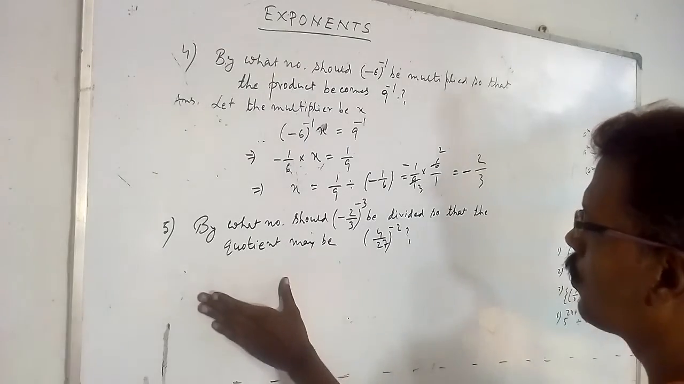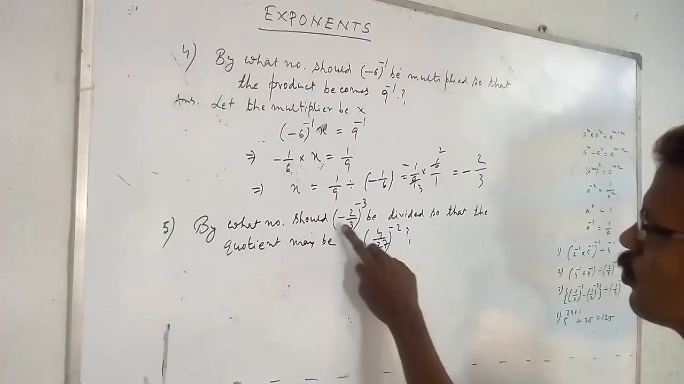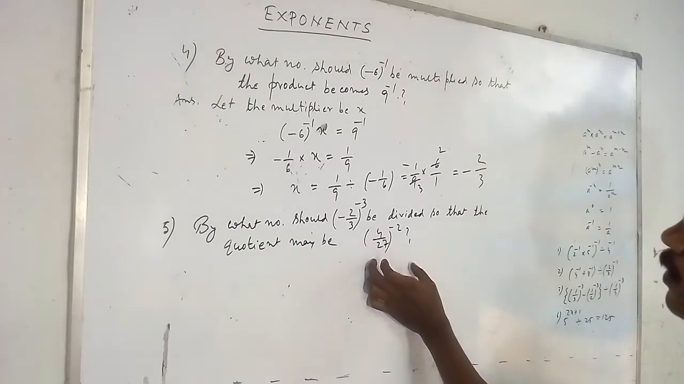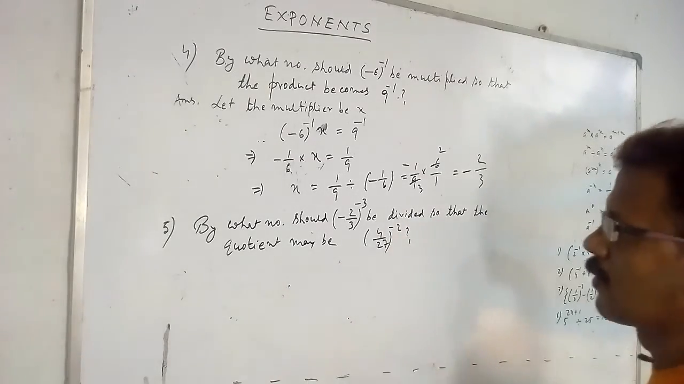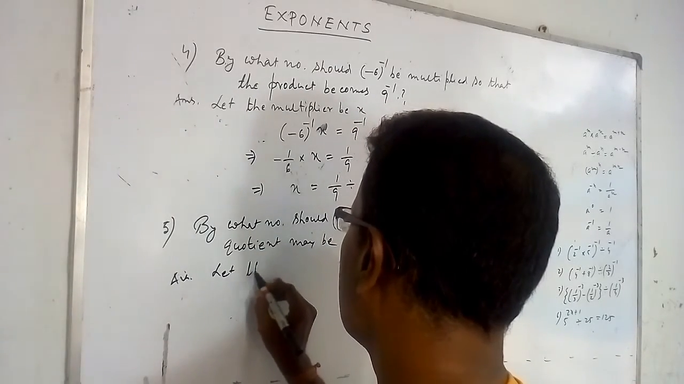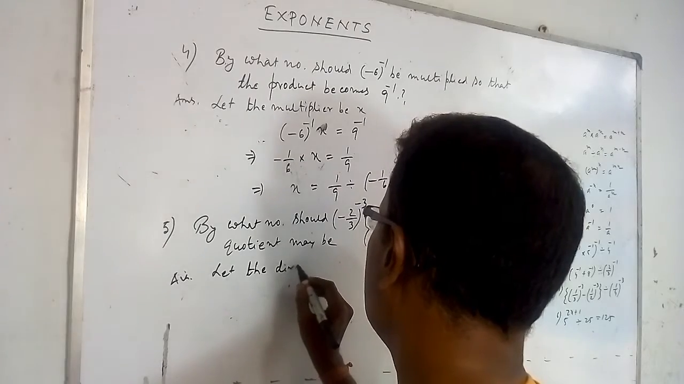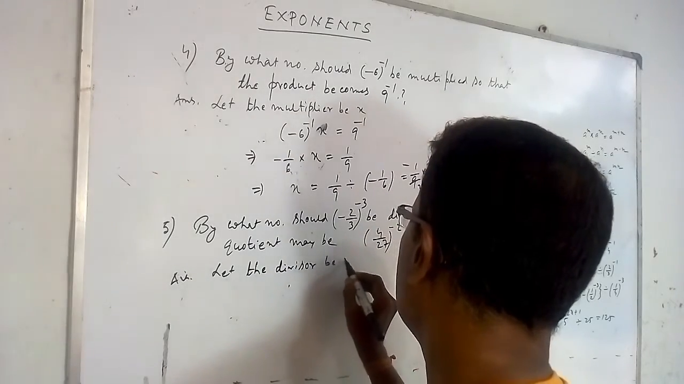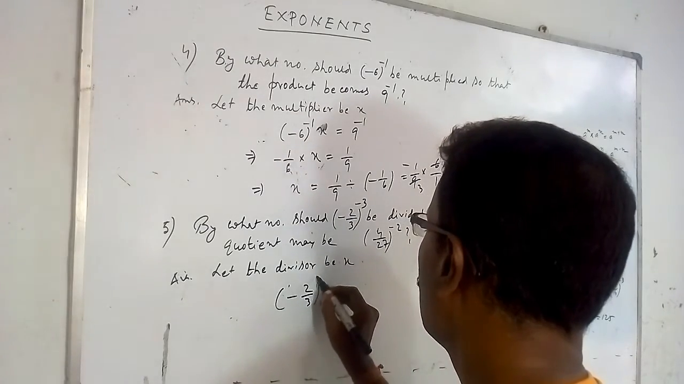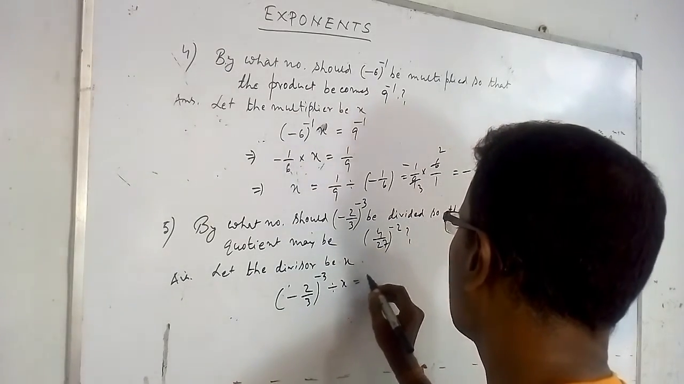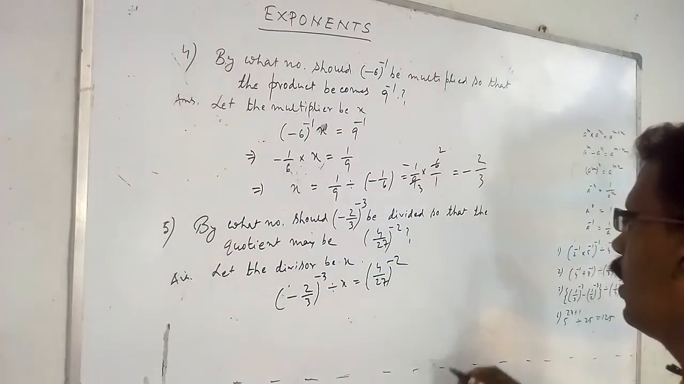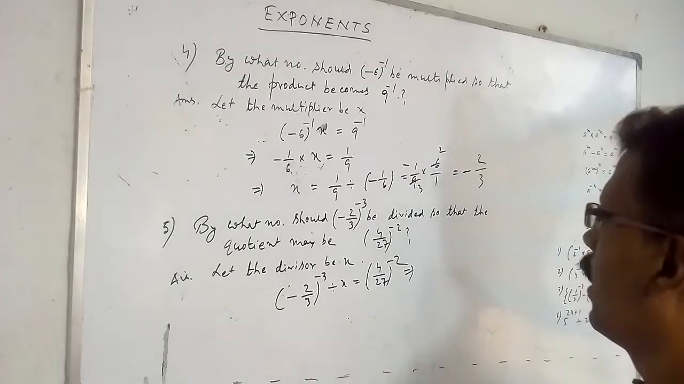Now come to the fifth sum. By what number should this be divided so that the quotient may be this? Let the divisor be x. So (-2 by 3) to the power -3 divided by x is equal to (4 by 27) to the power -2. And what does it imply?